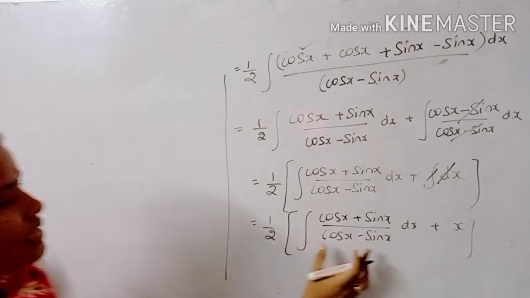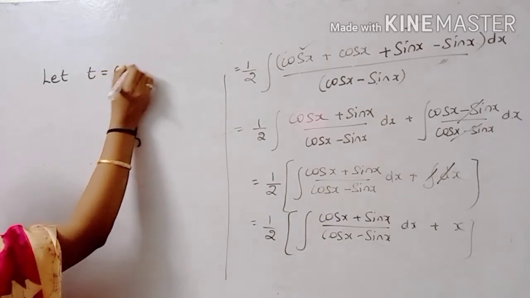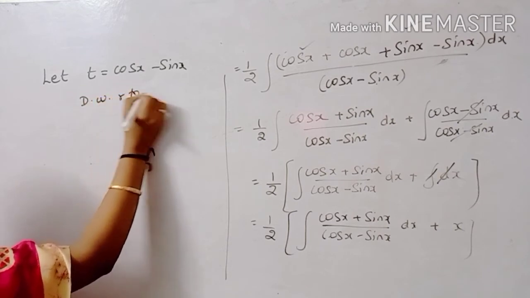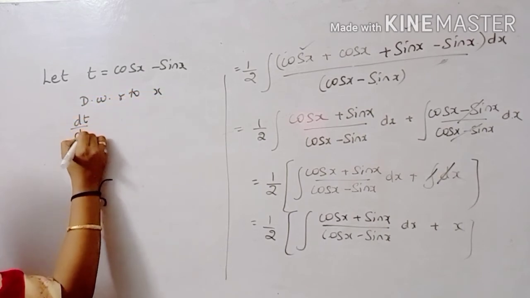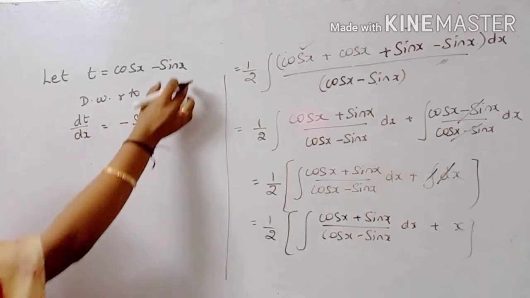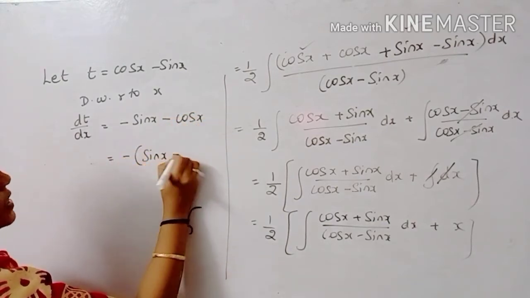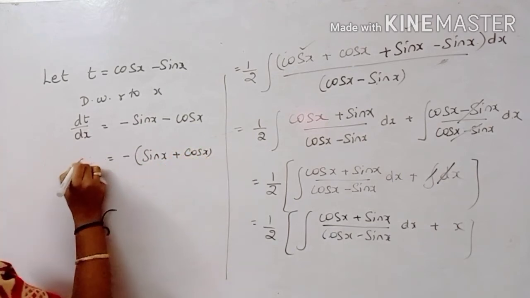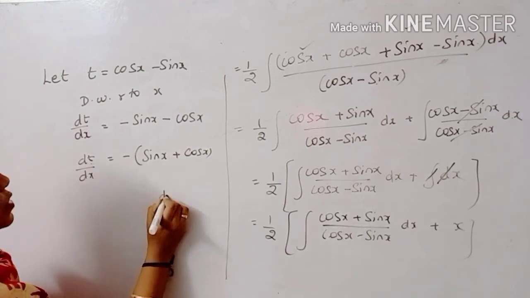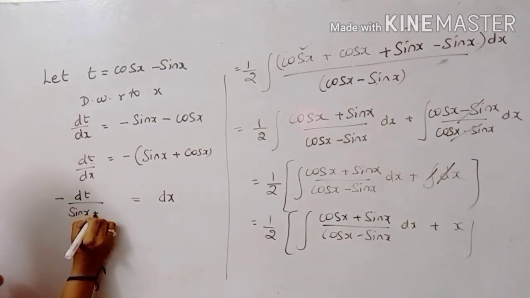So let us take the substitution to be as cos x minus sin x. Okay. So let t is equal to cos x minus sin x. So if I differentiate with respect to x, dt divided by dx is equal to, if I differentiate cos x, it is minus sin x, and minus sin x if I differentiate cos x. So take minus commonly out and we are left with sin x plus cos x. So dt divided by dx value is this. So we have to find out what is the value of dx. So dx is equal to minus dt divided by sin x plus cos x.